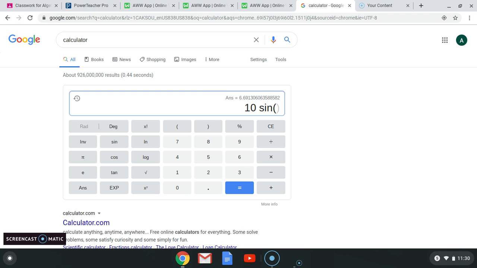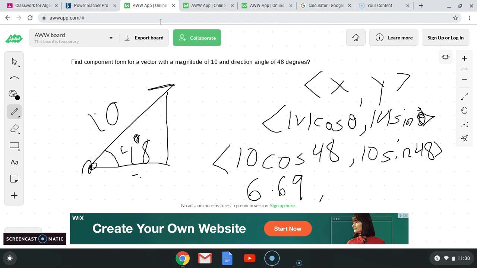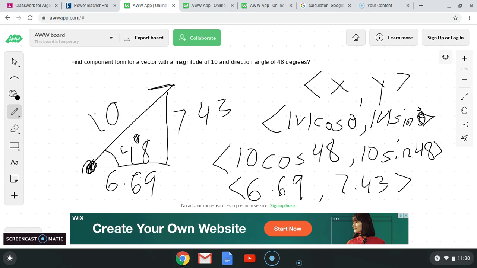10 sine of 48 is 7.43. So that says that to get from this point to the end of the vector, it's 6.69 to the right and 7.43 up. So that's how you find the component form of a vector.